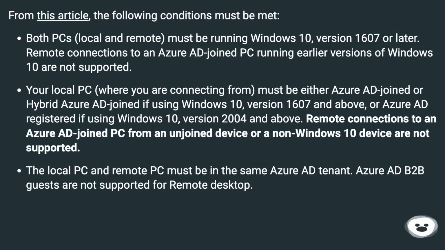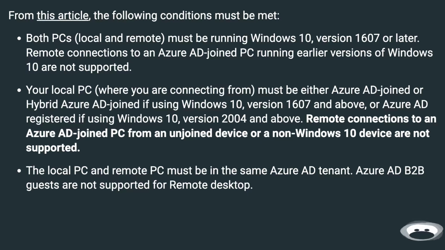From this article, the following conditions must be met. Both pieces, local and remote, must be running Windows 10, version 1607 or later. Remote connections to an Azure AD joined PC running earlier versions of Windows 10 are not supported.